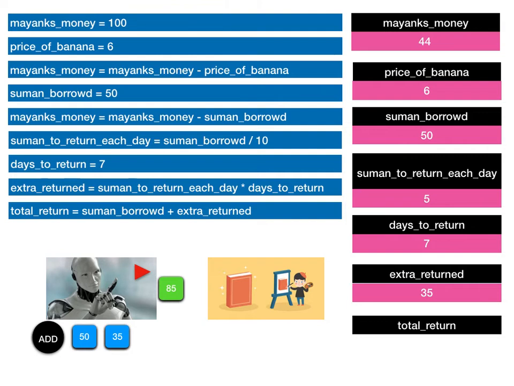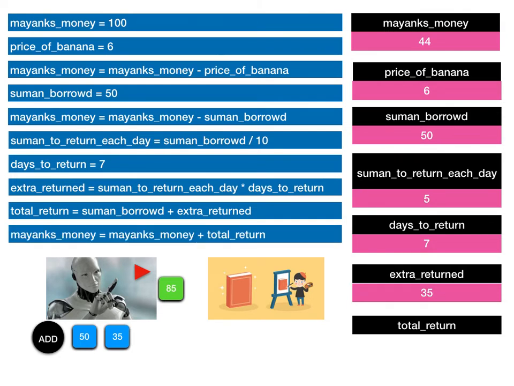Okay, now total return plus Mayank's money makes the total amount with Mayank. So that's where we go, which is Mayank's money plus total return. Once again similar things. So Mayank's money, which is 44, would be copied here. Total return 85 would be copied here. Operation is add. Executing it gives us 129, and because this 129 gets stored to Mayank's money, this guy once again takes it back, copies from here to here.